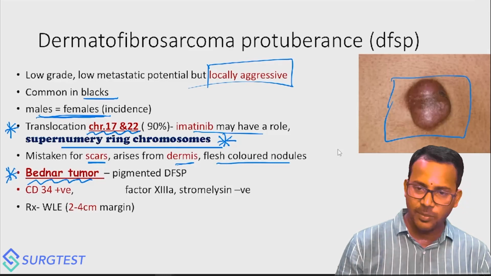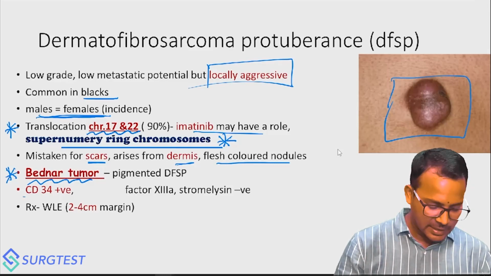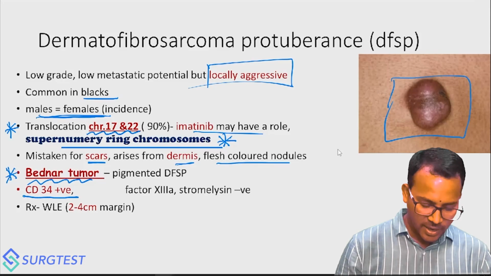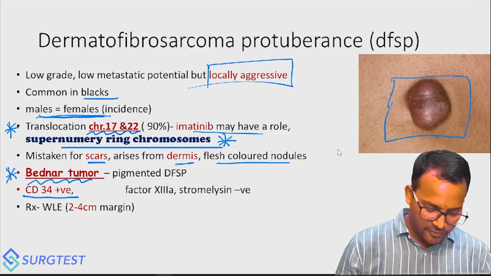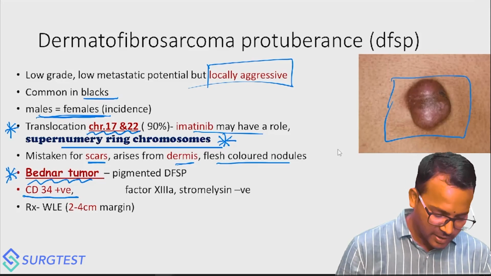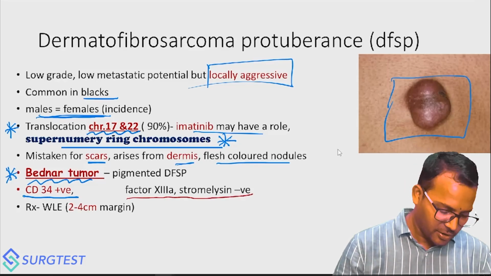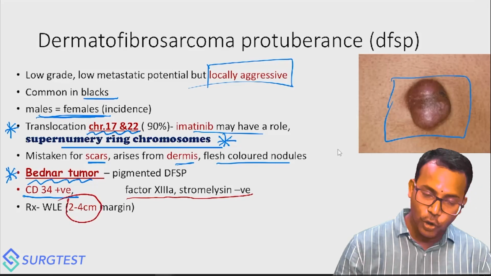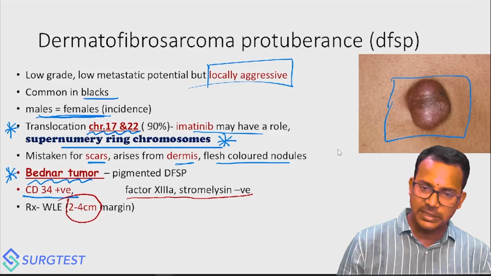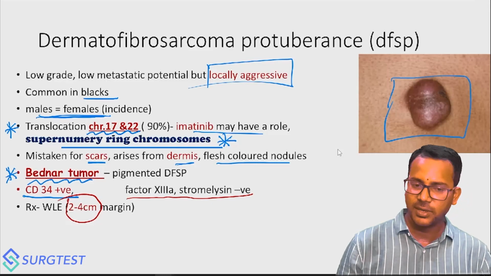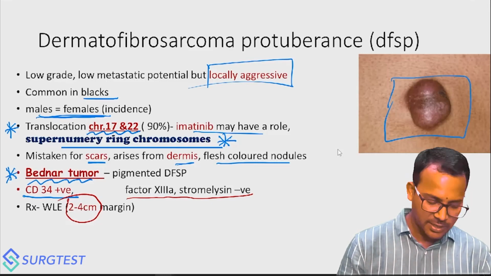And these dermatofibrosarcoma protuberans are CD34 positive. However, they are negative for factor 13A and stromelysin. Okay, the treatment is the same, wide local excision, and the margin that you give here is 2 to 4 centimeters. Merkel cell carcinoma is 2 to 3 centimeters. Here it is 2 to 4 centimeters.